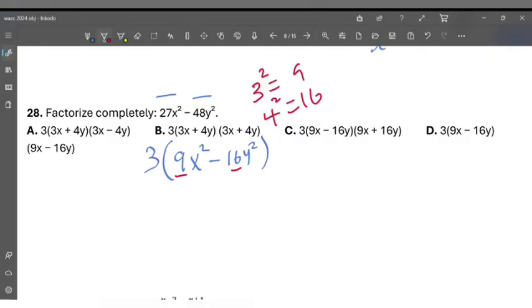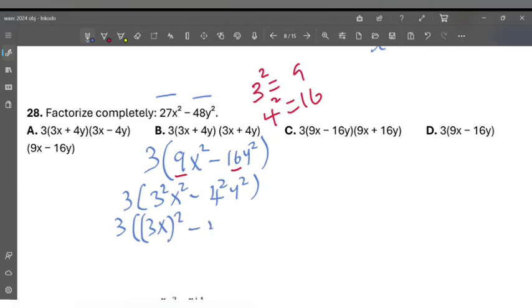So let me replace 9 and 16 with 3 squared and 4 squared, so that everything inside my box is squared. So what I'm going to have is 3 into 3 squared x squared minus 4 squared y squared. All right. So to also make it simpler, I will still factorize those squares. This is 3 into (3x) all squared minus (4y) all squared.